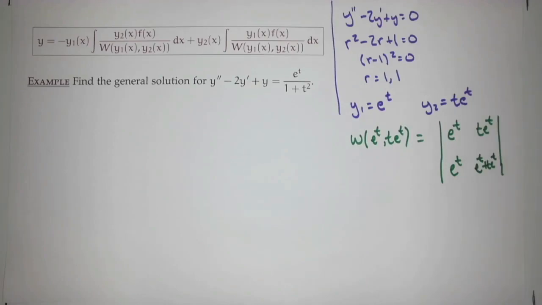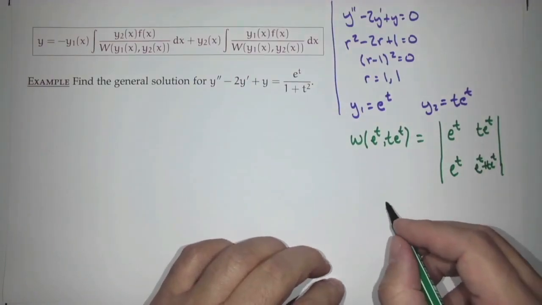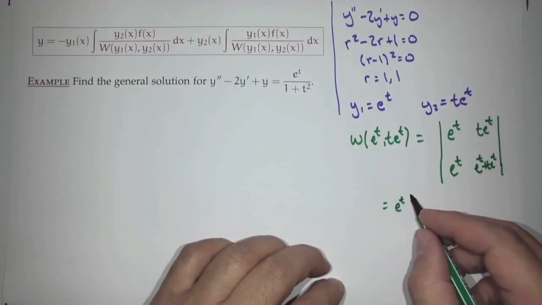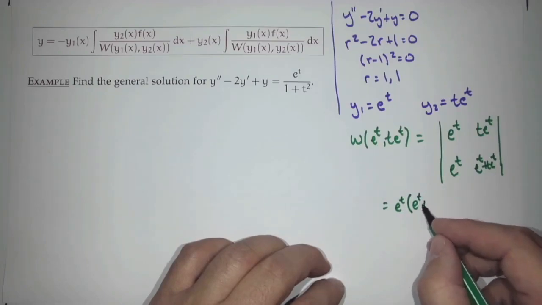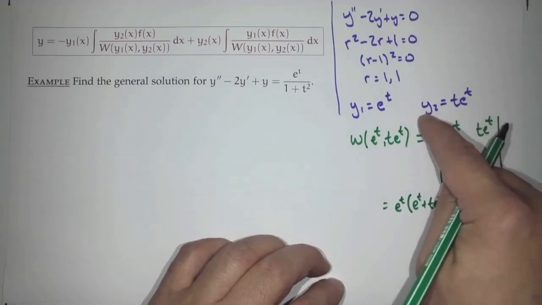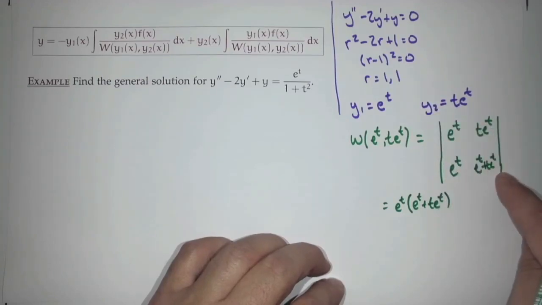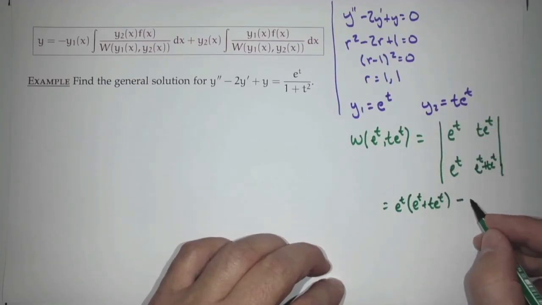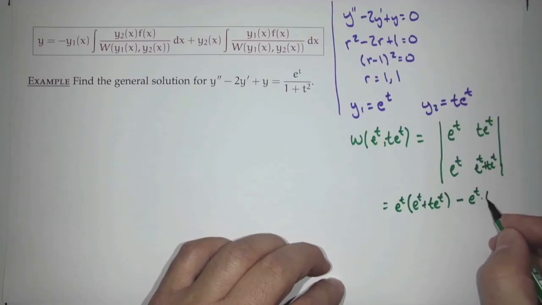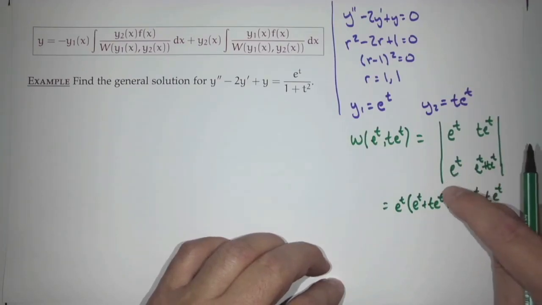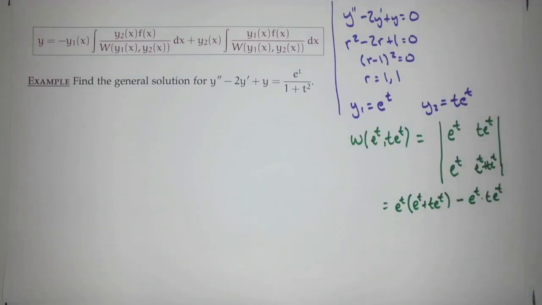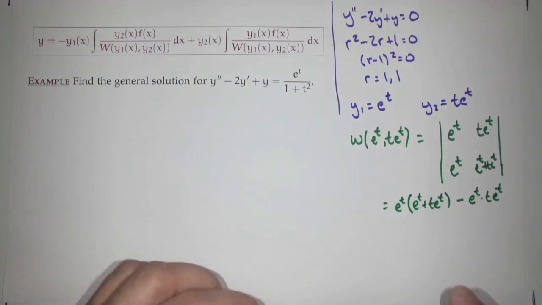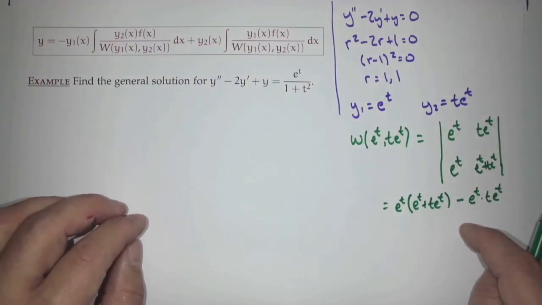Okay, so now our determinant. So we're going to get e to the t times e to the t plus t e to the t, right? Multiply going down. Subtract e to the t times t e to the t. Multiply going up. Now, should we stop here with the Wronskian?